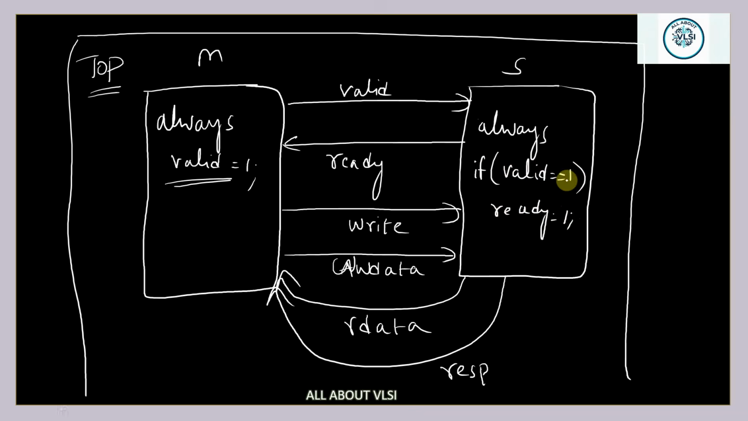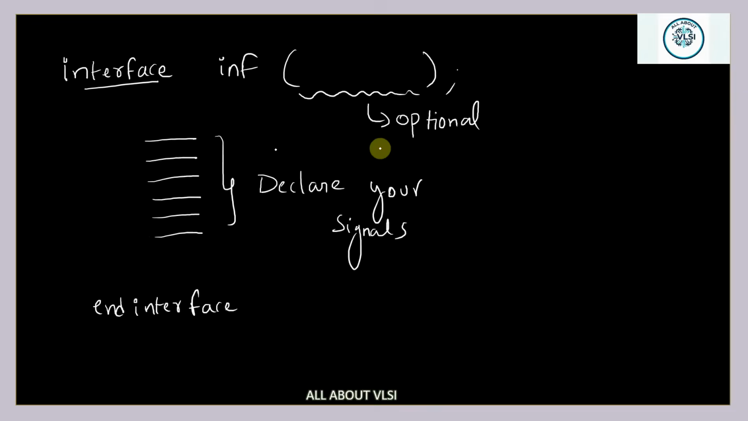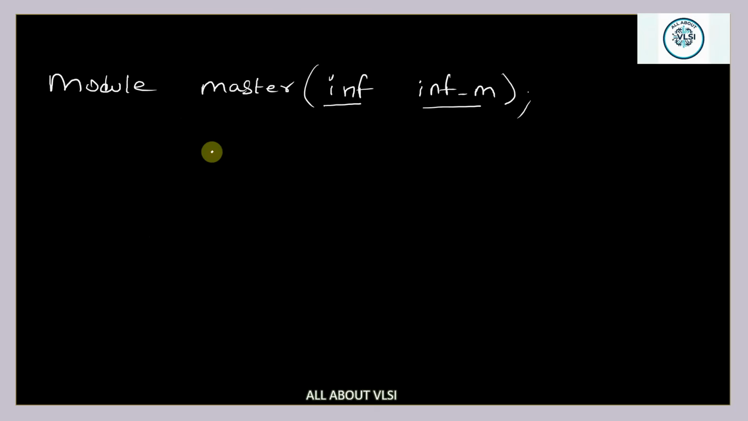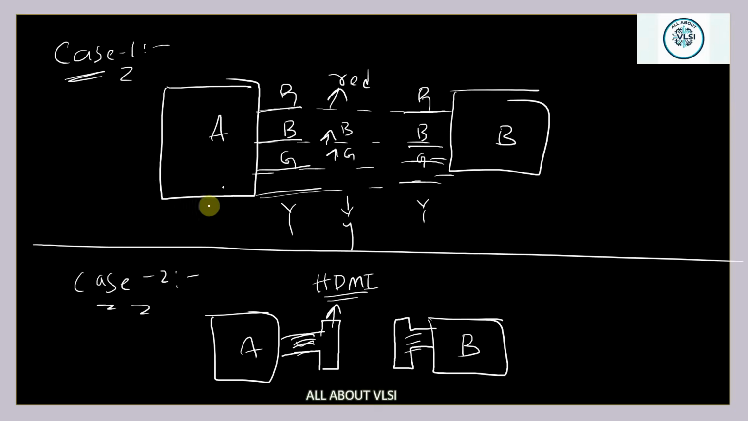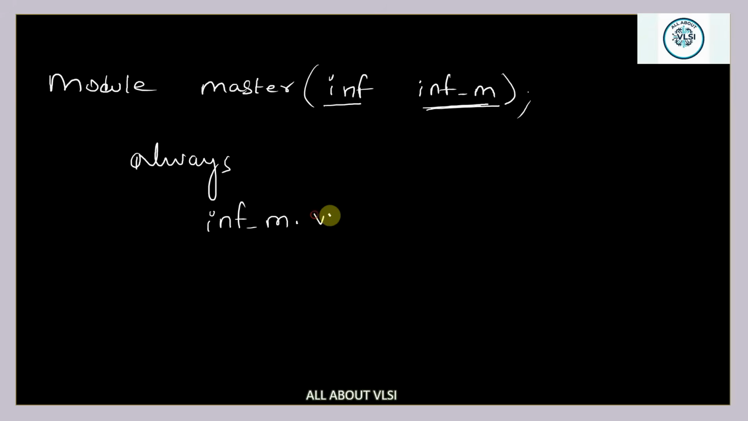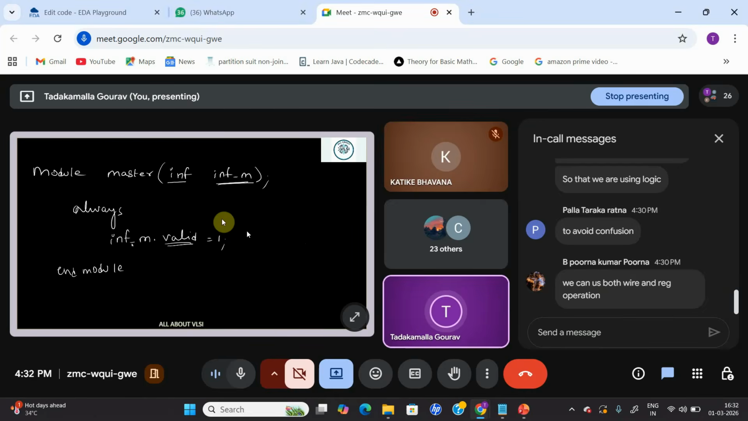Okay. Now, when you are going to use the interface, what you are going to do is use your interface instance name within an always block. What you are going to write is always, using your interface instance name, that is inf underscore m dot, you are referring to this signal which is known as valid. Okay, and you're going to make it 1. inf underscore m dot valid is equal to 1. That's it, and followed by endmodule. So you're just referring to this valid signal but using the interface handle name.